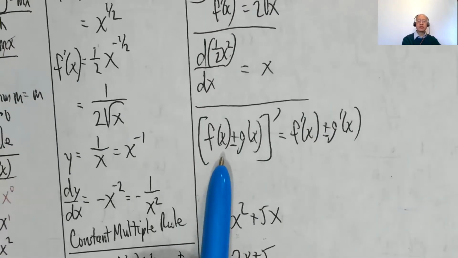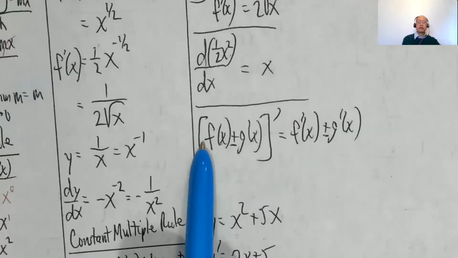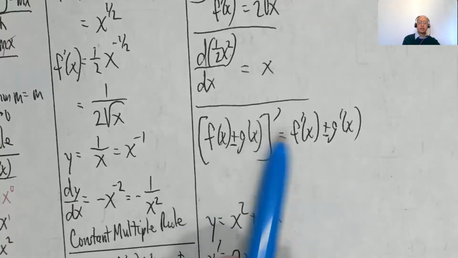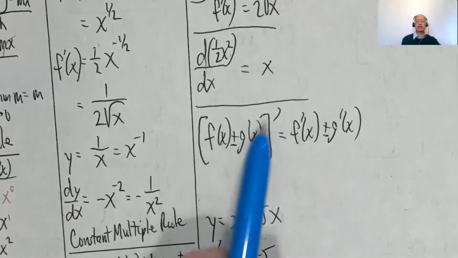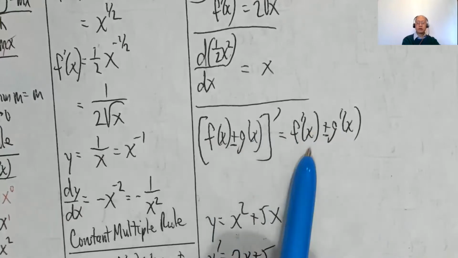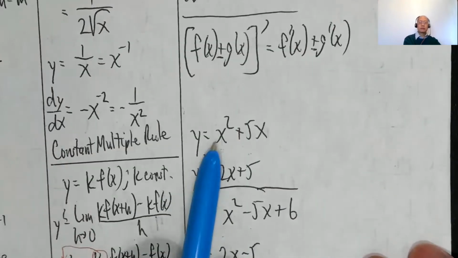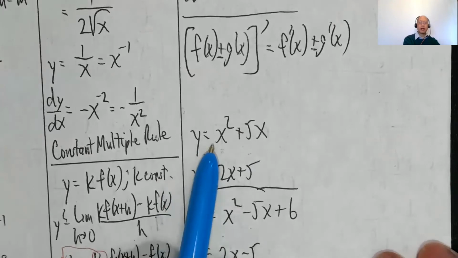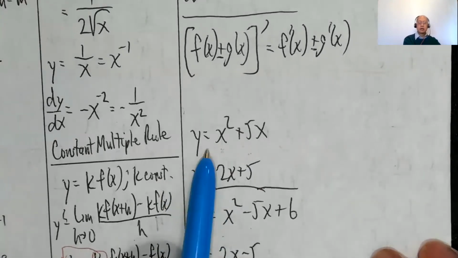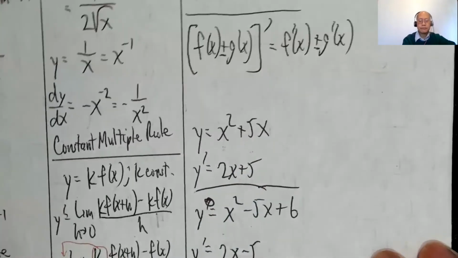Okay, then we have the sum and difference rule. The derivative of a sum is a sum of the derivatives. Derivative of the difference is a difference of the derivatives. So (f of x plus g of x) prime is f prime of x plus g prime of x, likewise for a subtraction. So if you have something plus something, like y equals x squared plus 5x, what's the derivative of the whole thing? Just give me the derivative of this, 2x, plus the derivative of 5x, which is 5.